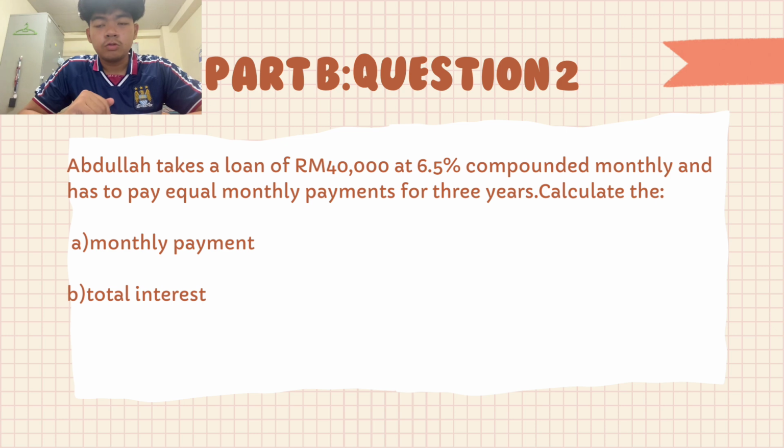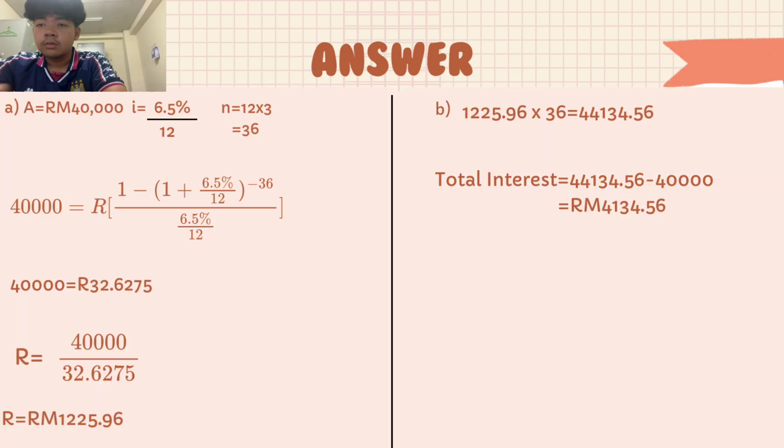For the part B, question 2, let's take a look at the question. Abdullah takes a loan of 40,000 at 6.5% compounded monthly and has to pay equal monthly payments for 3 years. Calculate A, monthly payment, B, total interest. So for the A question, we need to find the monthly payment. For the first step, we need to identify the A, I, and N. So for the face value, or A, we get 40,000. I equals 6.5% over 12, and N equals 12 times 3 equals 36.